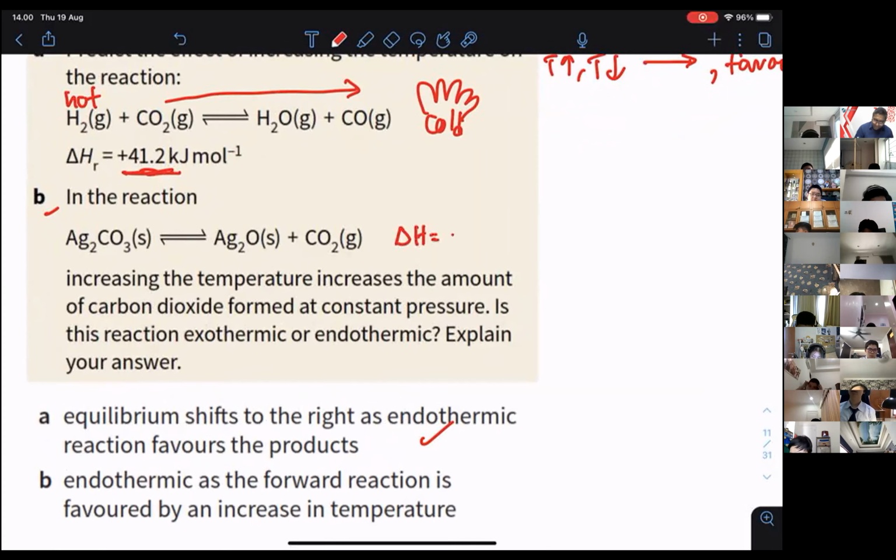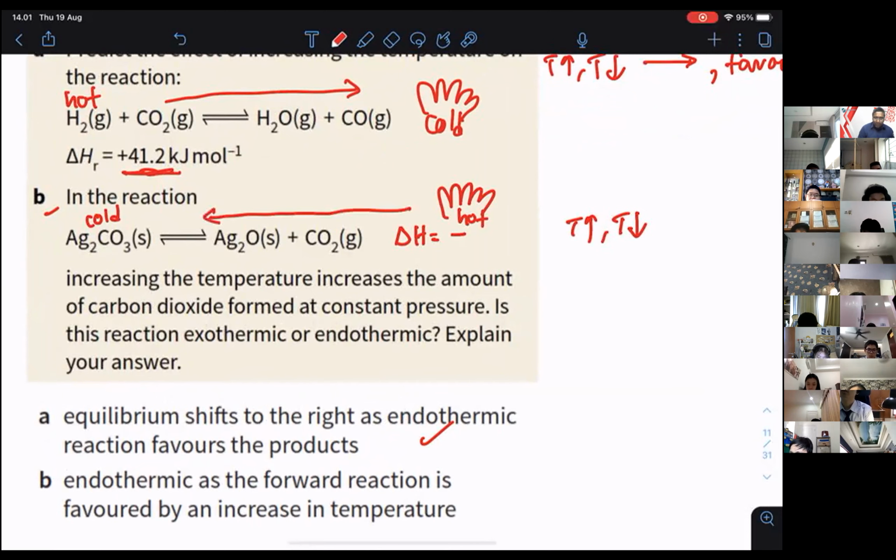Let's say I'm going to try that this is exothermic. So imagine this is exothermic. What will happen? If I put my hand over here, this is going to be hot and this is going to be cold. If I increase the temperature, I need to decrease the temperature. So how do I decrease the temperature? By hot going towards cold. And they mentioned more carbon dioxide is being formed. If I follow this, it means I'm going to reduce my carbon dioxide. Therefore, I have confirmed that this is wrong. So if this is wrong, what is our prediction? This is endothermic.